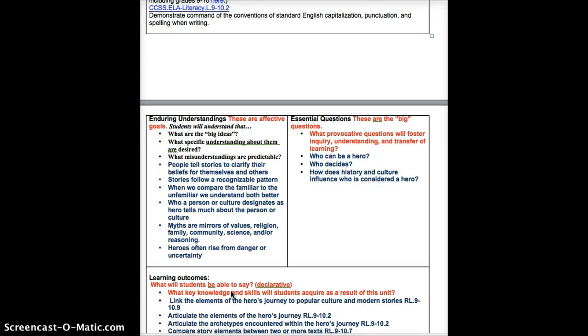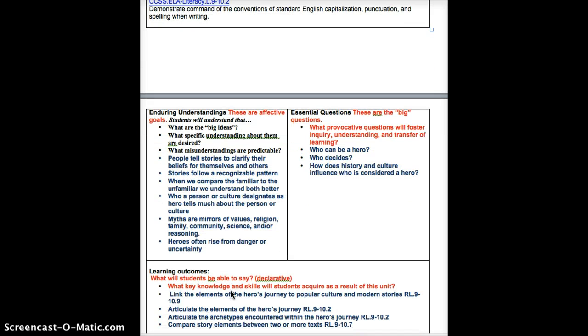And then I'm looking at the enduring understandings. These are effective goals. These are the big ideas. These are specific understandings that aren't contained in the standards. Okay, so my enduring understandings are these. People tell stories to clarify their beliefs for themselves and others. Stories follow a recognizable pattern.